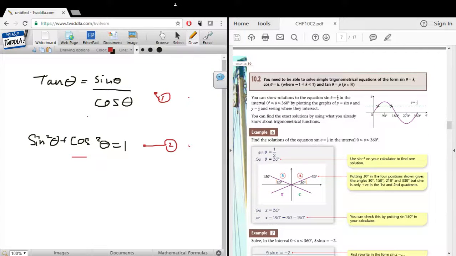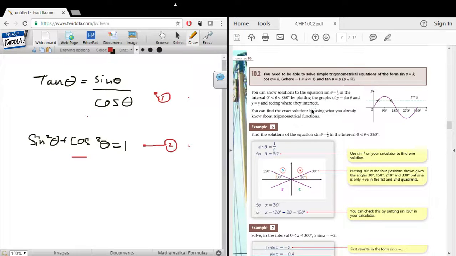10.2. So 10.2 discusses the following. It's asking you to note down all the angles, all the points which take place during this range for theta. So for example, when we have sine theta equals a half in the interval 0 is less than or equal to theta, but theta is less than or equal to 360.